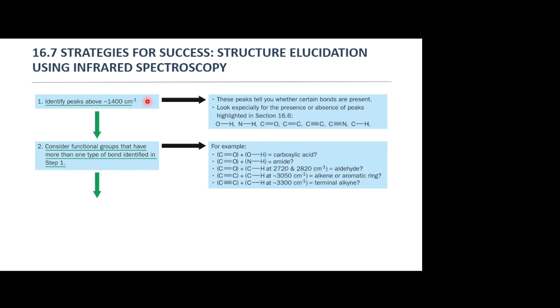Yeah, less stuff, right? Only a few things. They're all going to be major functional groups and hydrogens, right? So you can actually identify the major functional groups. Okay, let's consider the functional groups that have more than one type of bond in step 1.